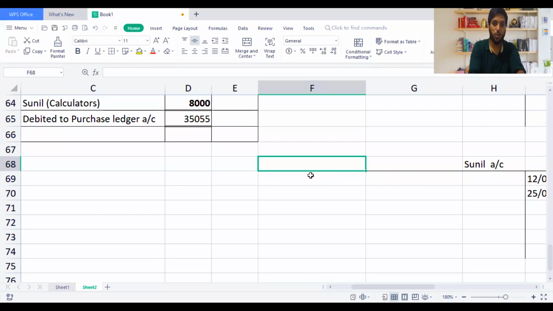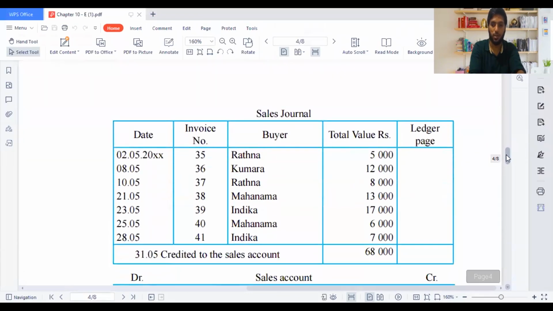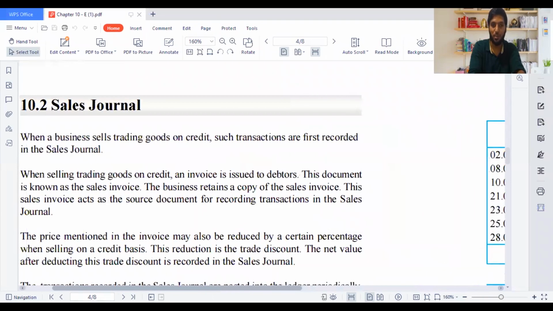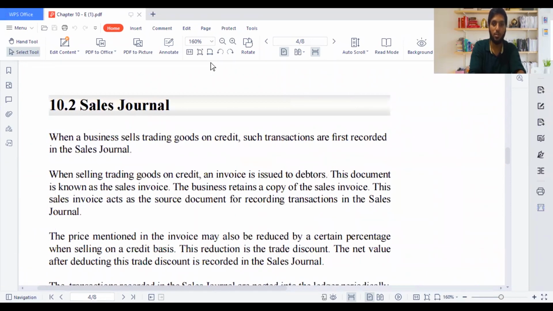Okay, guys, so let's move on to the next part of the sum, which is the sales journal. Let's discuss that also very fast. I will not take much time, and I know that making you guys sit for a long time is a hard thing. But I'm trying my best to make you comfortable while studying business studies and accounting.